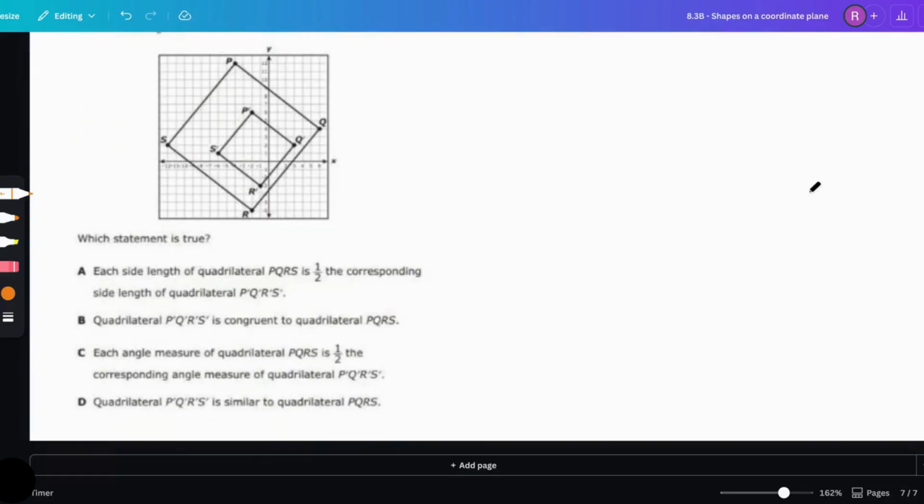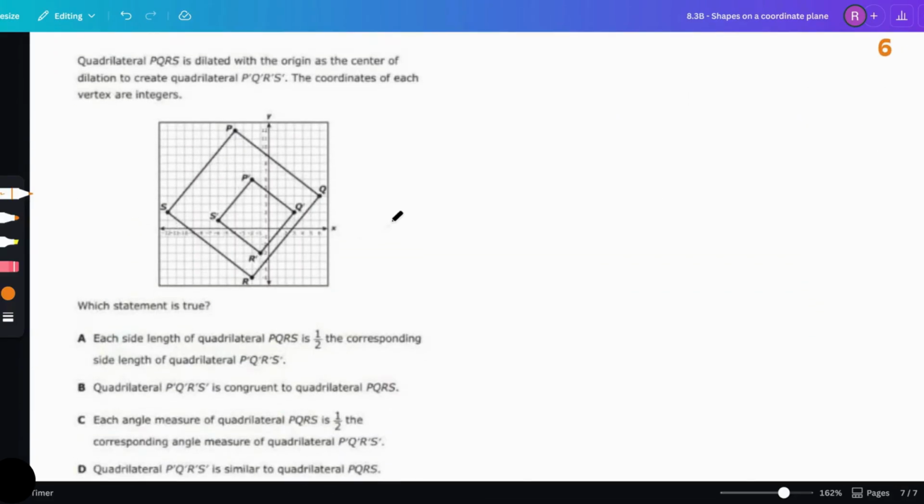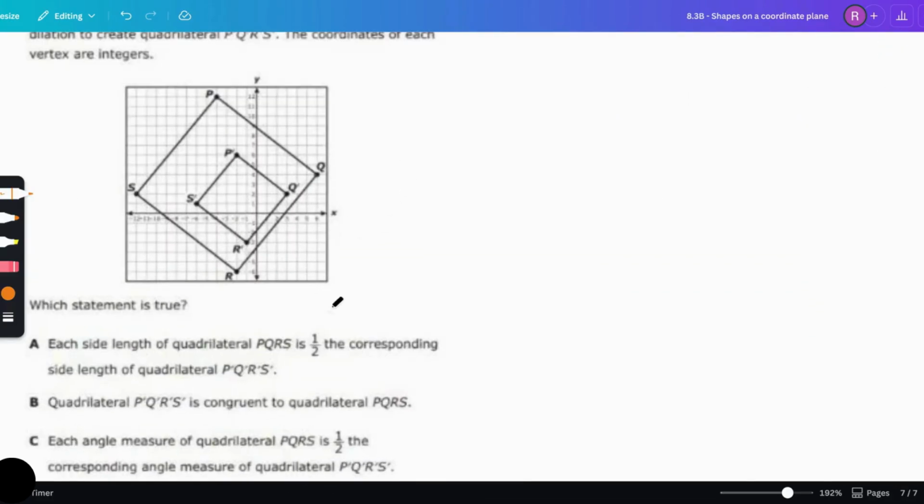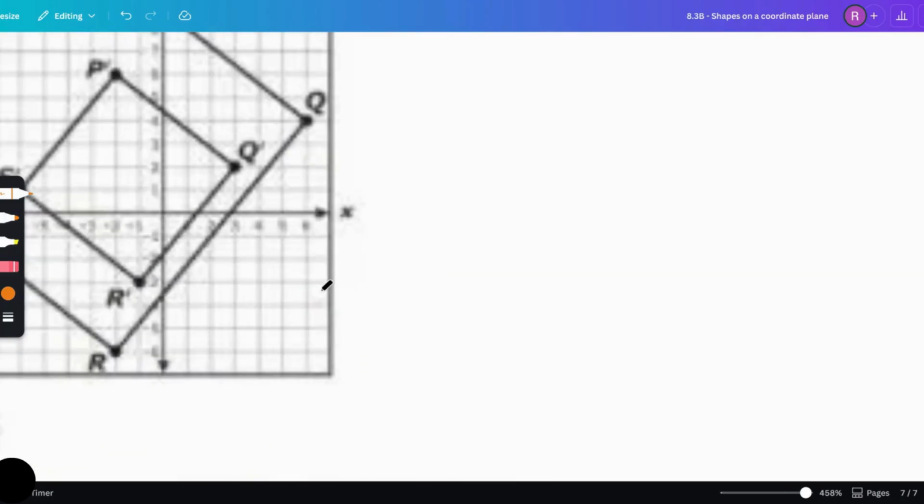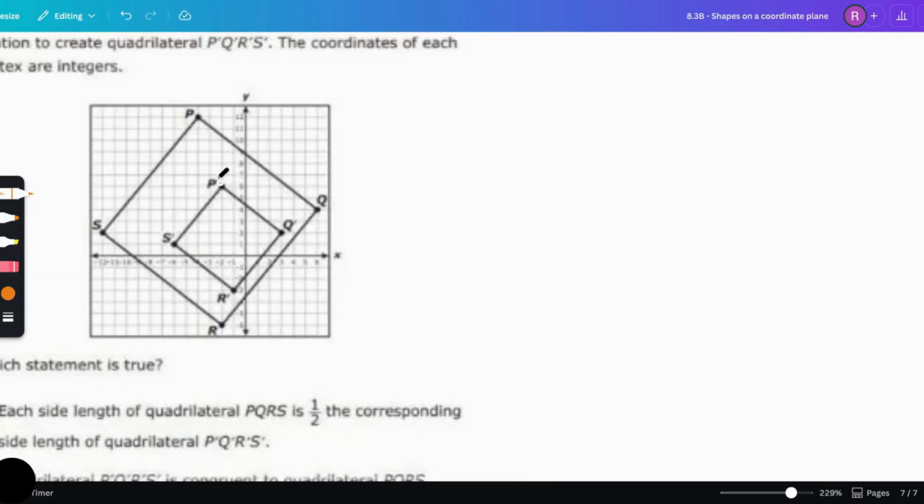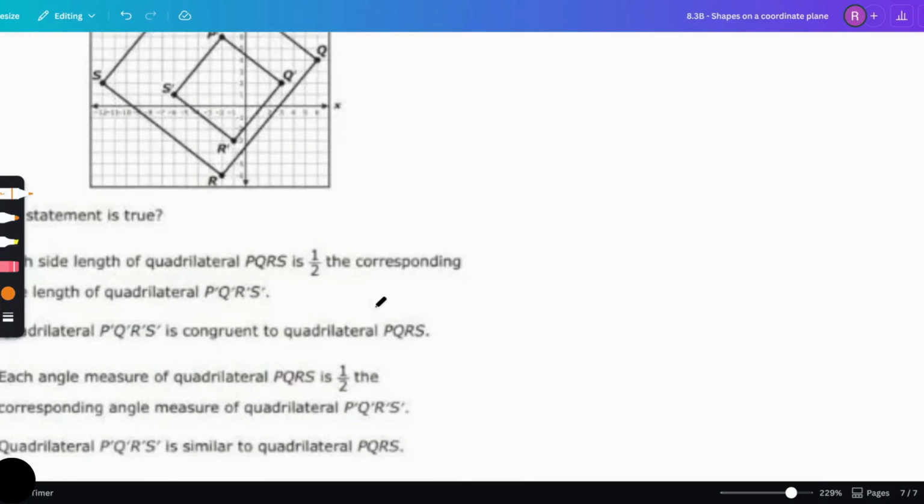So now, lastly, let's take a look at this quadrilateral. What is it asking? Which statement is true? So let's see. Let's look at this quadrilateral. The smaller one is the new image. The bigger one is the original image.